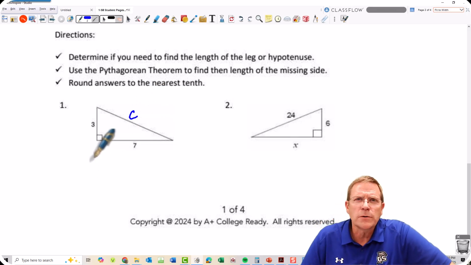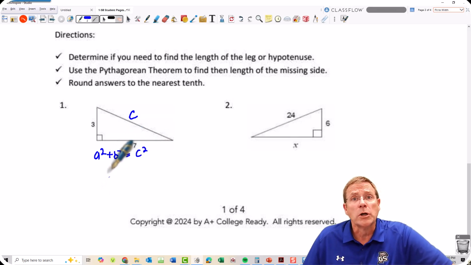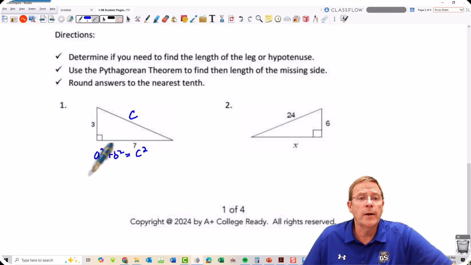The very first thing you have to write on each and every problem is your formula. A squared plus B squared is equal to C squared. If you don't write your formula, you will have done your homework just for fun. From there, I'm going to call this side A and this side B. It doesn't really matter which one is which. So that's going to give me 3 squared plus 7 squared is equal to C squared.